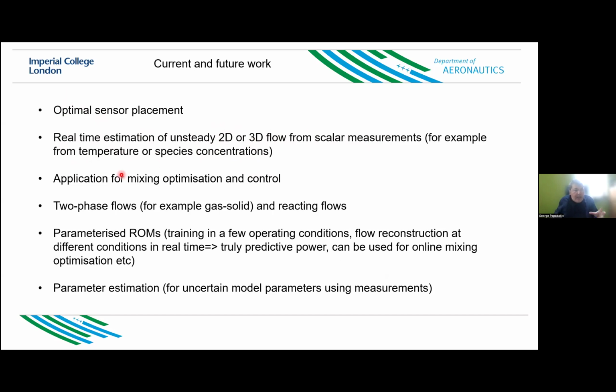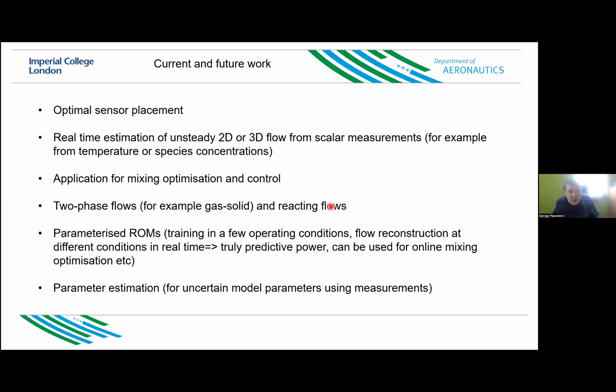Now, as I said, we have a real-time 3D evolution of the flow, and the next step would be: how can I use this for mixing optimization and control? For example, if I know the spatial location of the vortex, can I devise a method for instantaneous feeding of a material at exactly the same instant when the vortex is passing around my injector? These are the kind of problems that this tool allows us to address.